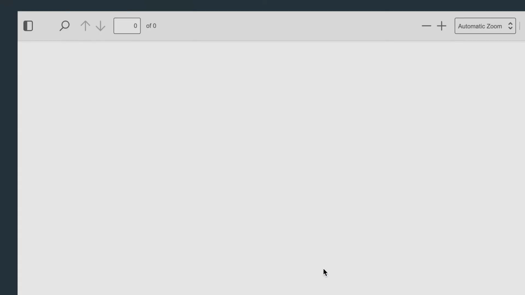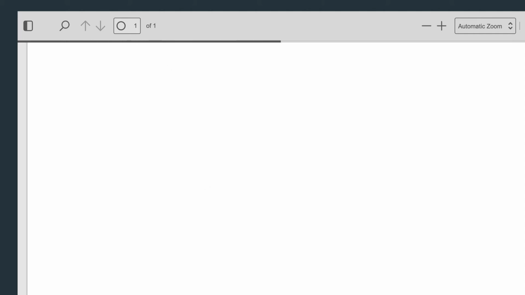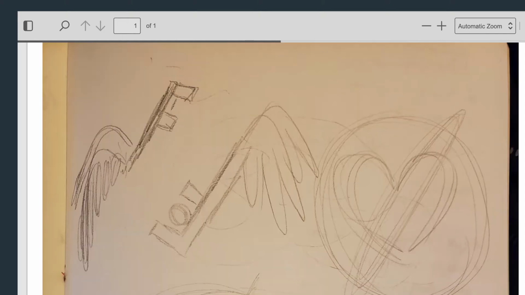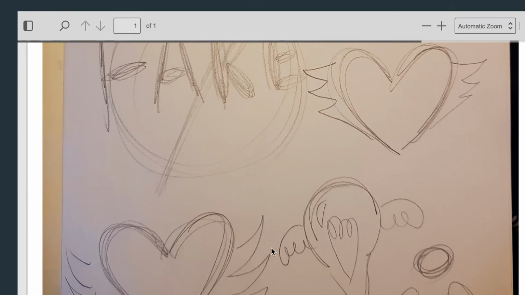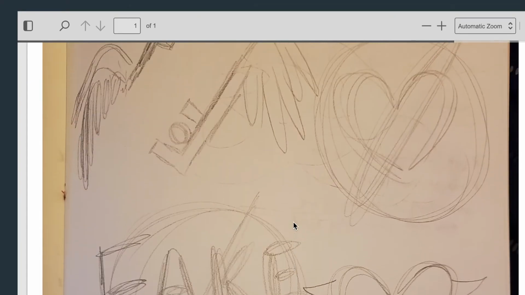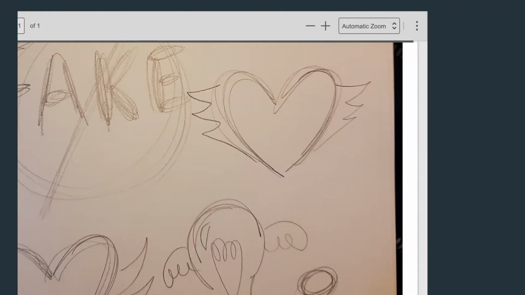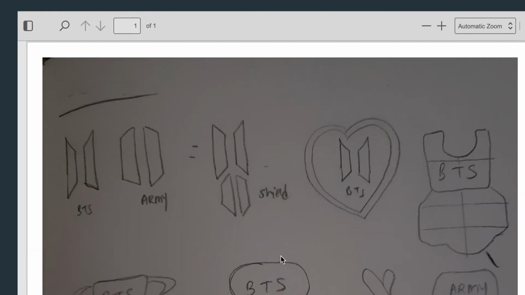Okay, this is a blank page. Oh, it's still loading, sorry. Okay. Key with Wings reminds me of Harry Potter a little bit. That's all right. Love with Wings, okay. An Idea with Wings.